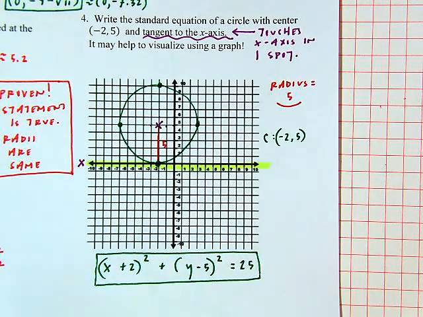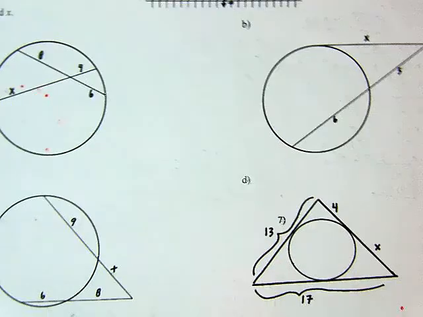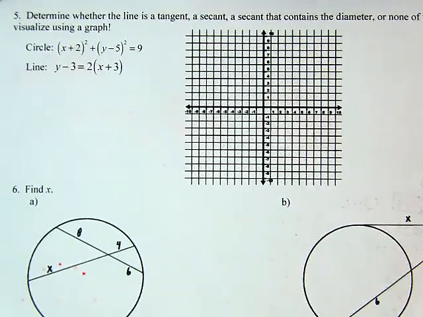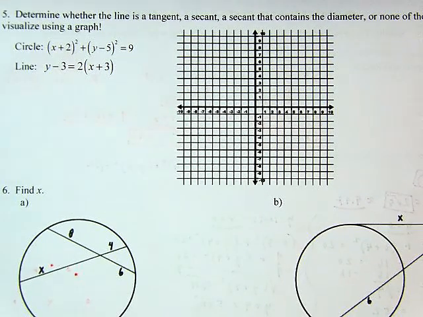Okay, let's flip. All right, number 5. Determine whether the line is a tangent. So a tangent would mean that it's going to touch in one location, one point of intersection. A secant, so a secant would slice through the circle in 2 spots. A secant that contains the diameter, so I'm going to slice through the circle in 2 spots, but it passes through the center of the circle, or none of these.